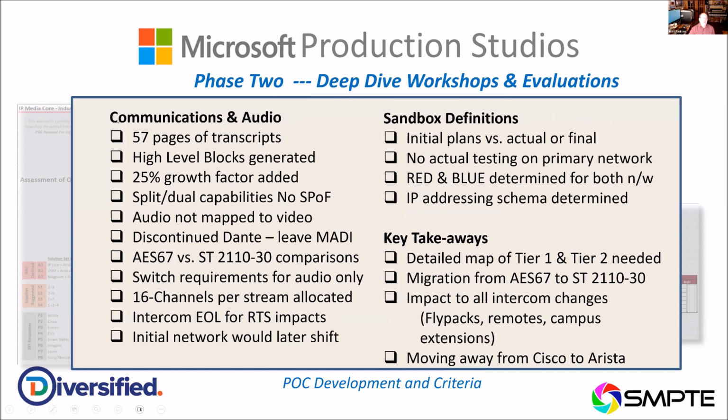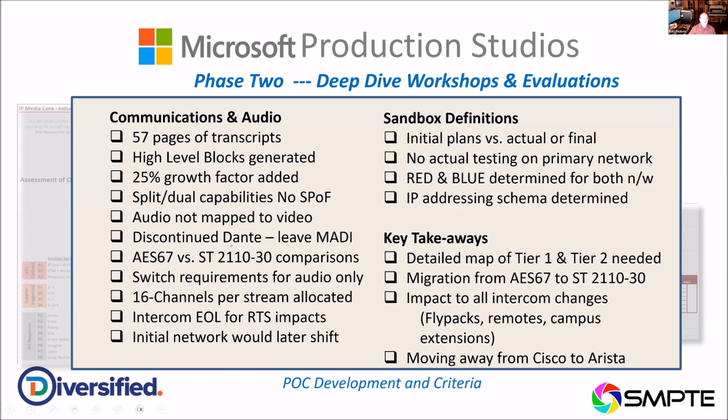Additional things that happened was in each of these assessments, we did communications and audio sort of together. It turned out that after the interviews and so forth, there were 57 pages of single line level transcripts that were created. We generated the high level block diagrams. We made sure we had a 25% growth factor. We had split or dual capabilities with no single points of failure. Audio we knew would not be mapped to video. There's a tremendous amount of audio that goes on here in multiple languages since the distribution is on a global basis.